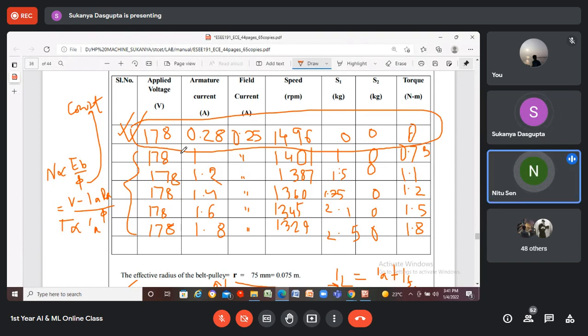Marmik Agrawal, roll number 2. Present, ma'am. 3. Present, ma'am. Ma'am, roll 4.